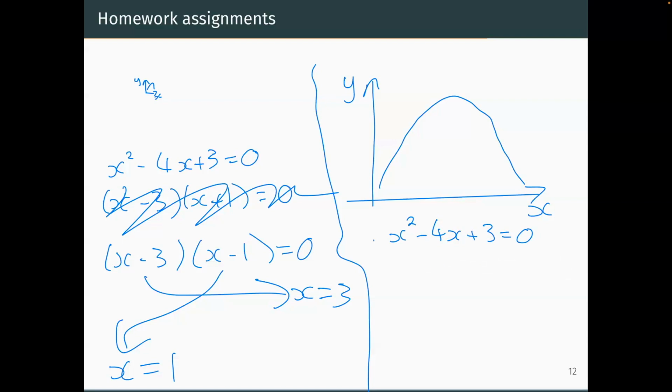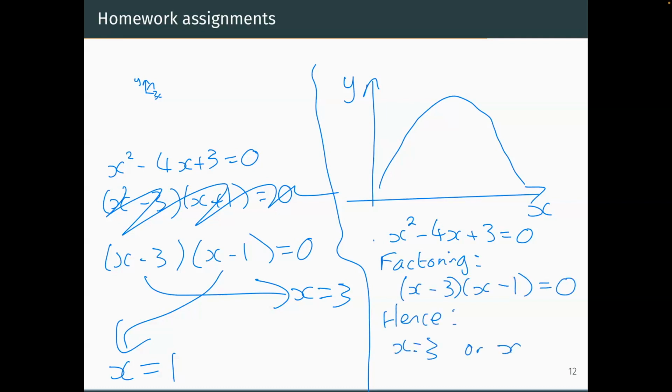Try to include words as well. You don't always have to do this, but, for example, I could describe what I'm doing. So I could say, I'm going to factor this. So factoring this, x - 3, x - 1, and then it's x is equal to 3, right? This is a lot clearer to understand. I could give partial marks if you make an easy sign mistake or something like that, okay?